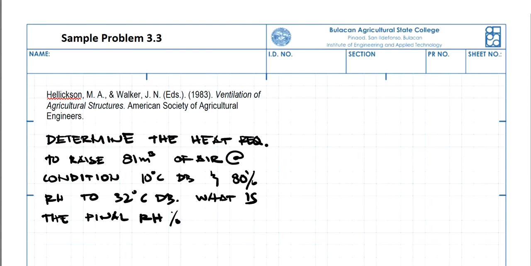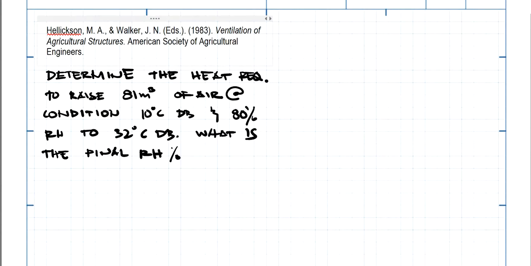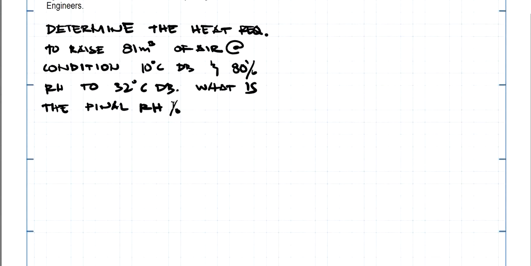For the sample problem regarding the sensible heating process, this one is taken from one of our reference texts for this course, Ventilation of Agricultural Structures by Helixson and Walker. It says here: determine the heat required to raise 81 cubic meter of air at condition 10 degrees C dry bulb and 80% RH to 32 degrees C dry bulb.